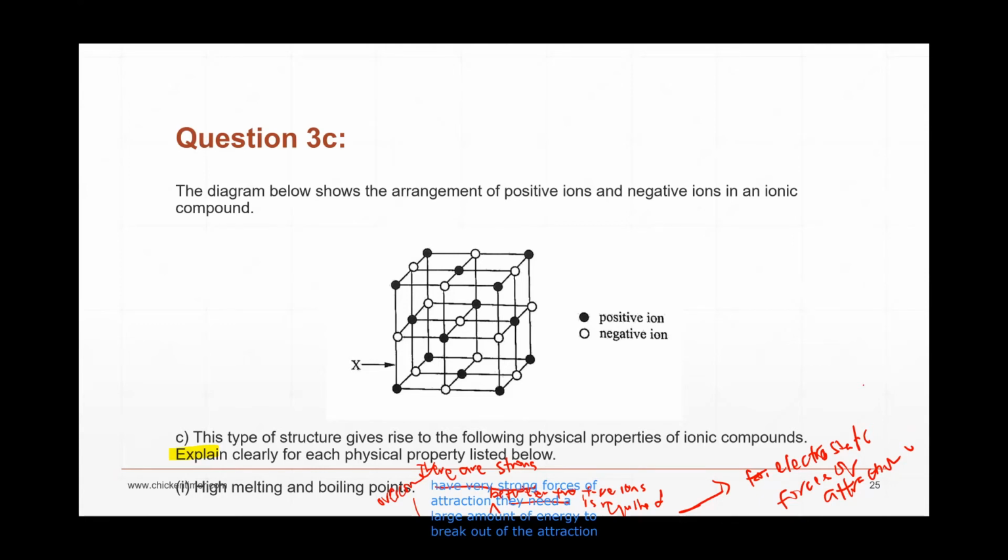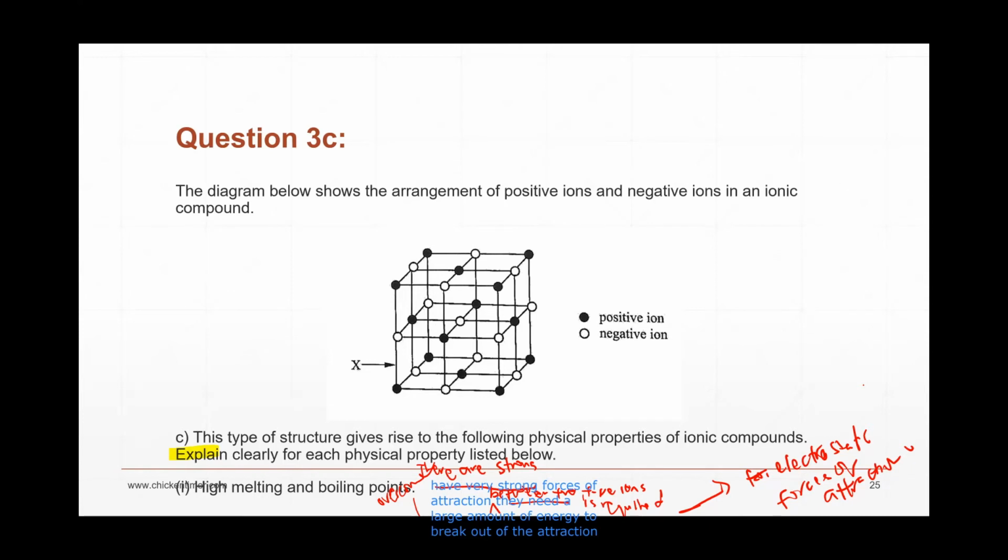So you have to add a bit here and there. So have strong forces of attraction. Where is the strong forces of attraction? It's actually strong electrostatic forces of attraction. So you want to tell them that the forces of attraction is between something and something. So it's the black one and the white one. Therefore, large amount of energy is required to overcome the forces of attraction. So it's a very good try down here. You're quite close.